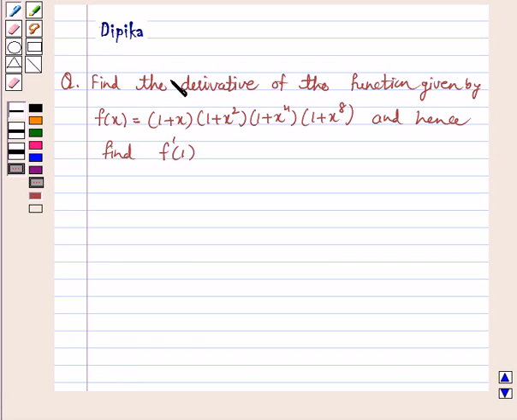I am Deepika here. Let's discuss a question. Find the derivative of the function given by f(x) is equal to (1 + x)(1 + x²)(1 + x⁴)(1 + x⁸) and hence find f'(1). So let's start the solution.